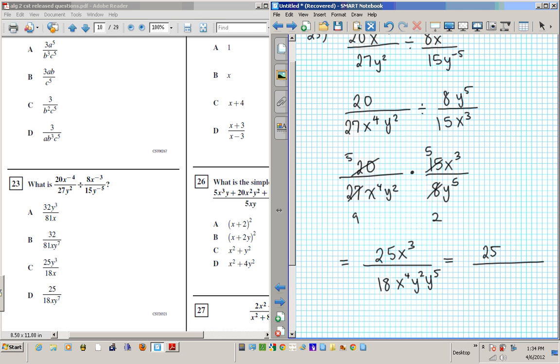Now you notice there's an x to the third here and an x to the fourth on the bottom. This one is smaller, so we're going to subtract it from the bottom. Okay, so 18. This one is the boss because it's bigger. So 4 minus 3. And then what about the y? Since the bases are the same and you're multiplying, what do you do with the exponents? You add, right? So 2 plus 5.